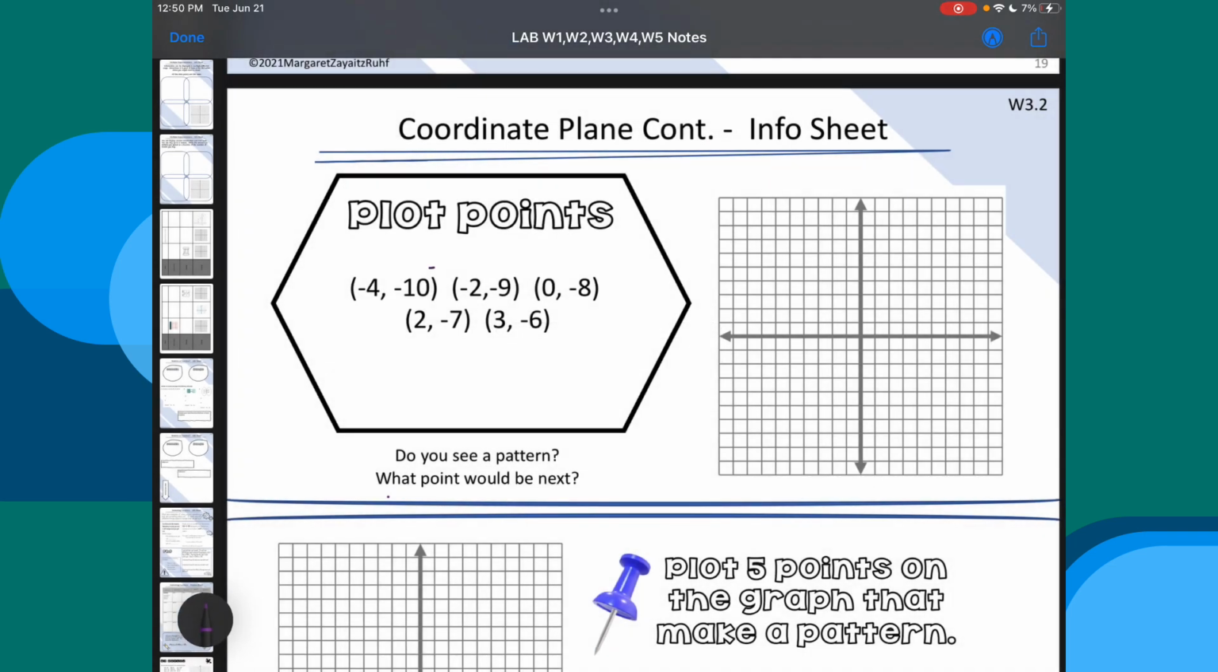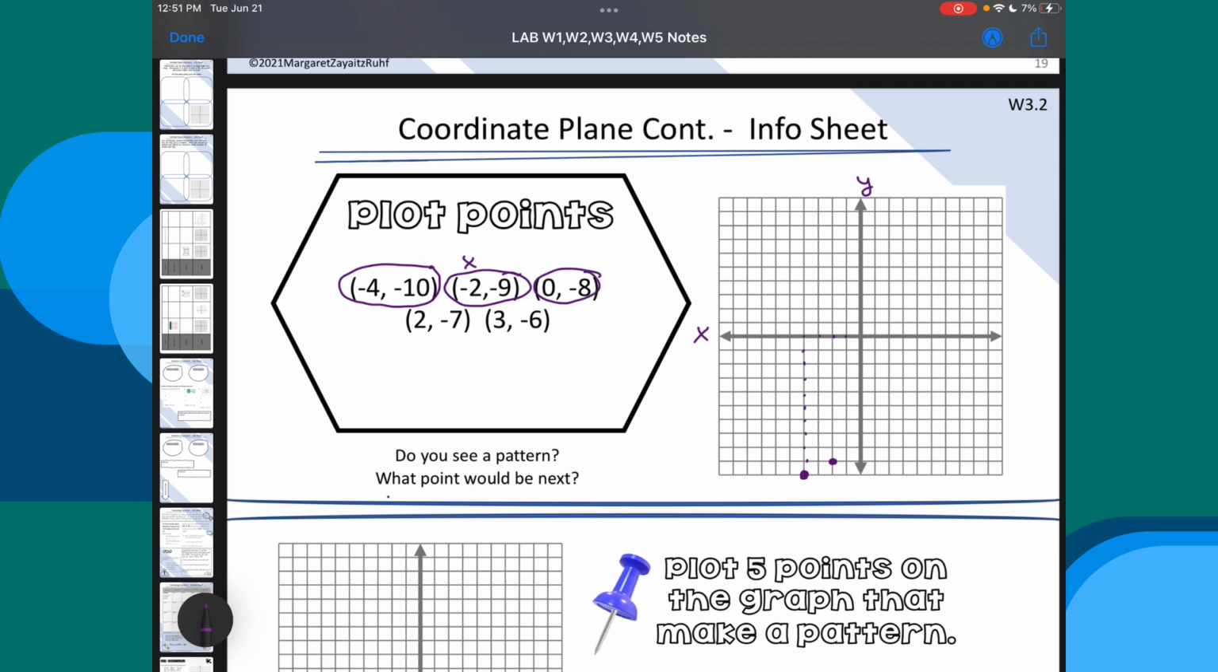So this first point, -4, -10, this is telling us to go on the x-axis, -4, so 1, 2, 3, 4. And then on the y-axis, we're going to go down 10. So 1, 2, 3, 4, 5, 6, 7, 8, 9, and then we'll plot our point there. All right, the second point that we're going to plot is -2, -9. So in the x direction, that's the first number. We're going to go -2, and then we'll go down 9.